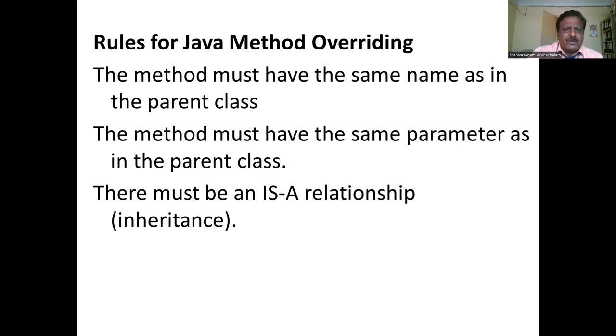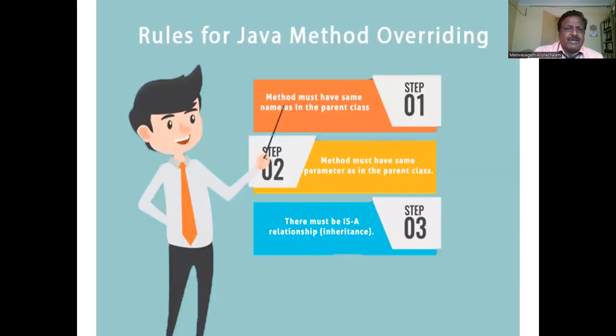Rules for Java method overriding. There are three rules. The method must have the same name as in the parent class. The second rule is the method must have the same parameters as in the parent class. And the third rule is there must be an IS-A relationship, that is, an inheritance relationship must be available.